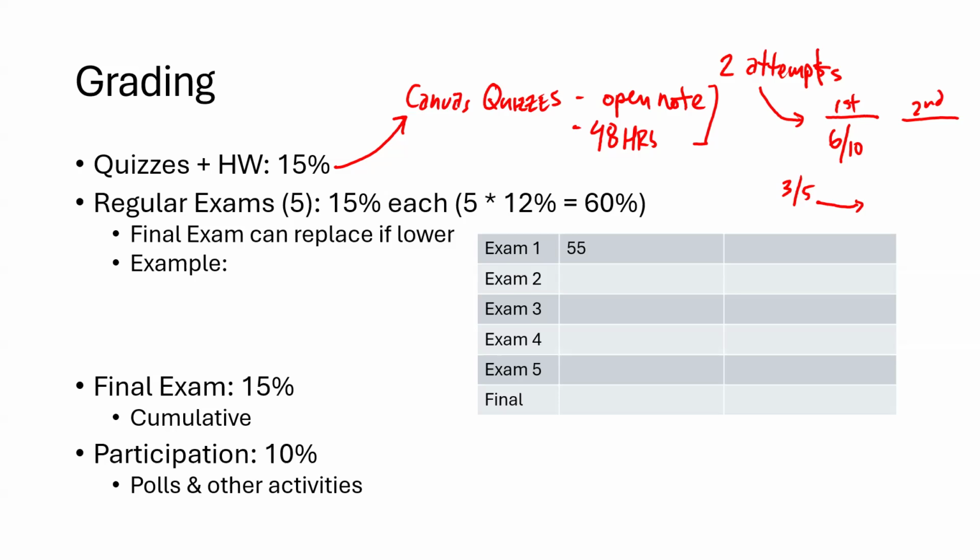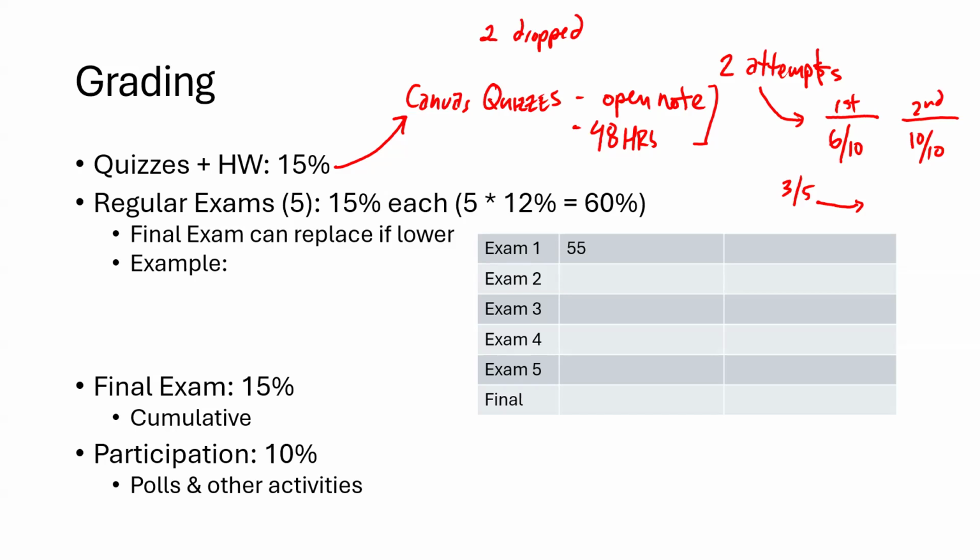I'm expecting, since these are open note and you get this grade feedback, that on your second attempt, most people will get 10 out of 10. I understand it's inevitable that people will run out of time. They won't have the chance to do that second one, or they'll forget to, or something like that. So as a result of that, 2 are going to be dropped at the end of the semester. 2 of those quizzes will be dropped.